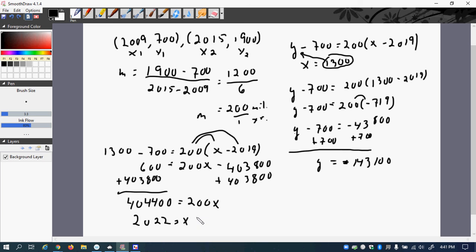So in the year 2022, I would have basically 1,300 million users. And so that's how that works. Part D: interpret the slope as a rate of change. Well, I did that already. I said you're getting about 200 million users per year is what this is saying.